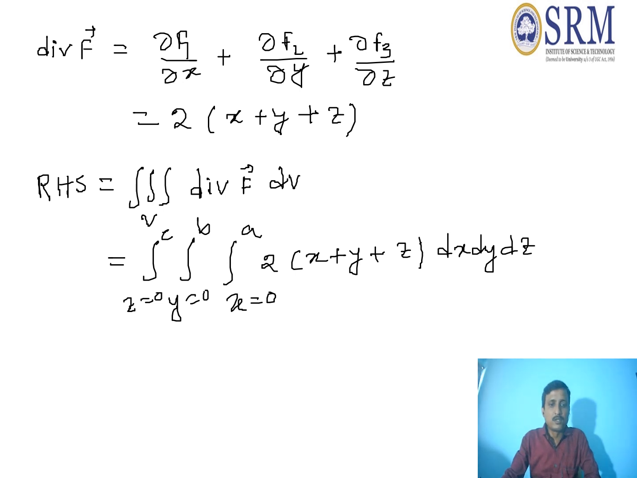So what will be the value of this? If you do the integration, just a simple triple integration, you will get abc times (a plus b plus c). This is the RHS value. Keep this RHS value in mind. Now we are going to evaluate the LHS value, and we'll see whether the LHS and RHS values are the same. That one we are going to do.